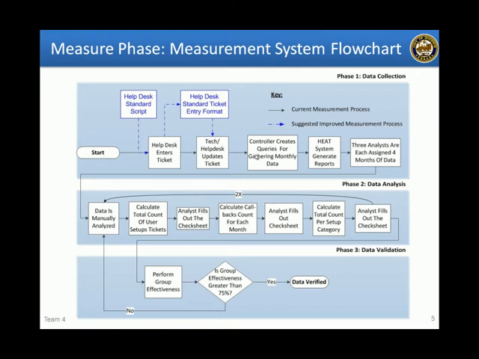After all the analysts complete the analysis and fill their respective sheets, then group effectiveness is used to verify the data collected. If group effectiveness is more than 75%, then the data will be verified. Also, the blue boxes on the measurement system flowchart are the improvements we are suggesting to introduce in the new measurement system. These include a standardized script and a standardized ticket format that can be used by the help desk in the future.